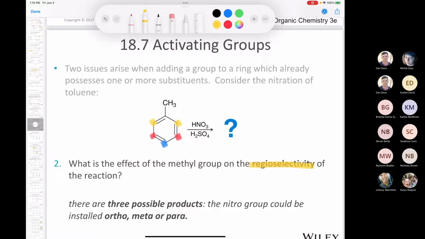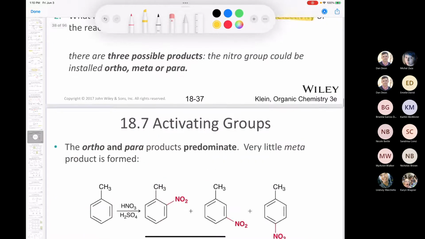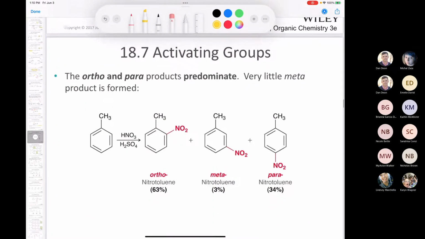I could add it in the ortho position, the yellow carbons. I could add it in the meta position, the red carbons. And I could put it in the para position where the blue carbon is. So what do we get? Well, let's take a look. If you actually try this reaction, so here's the reaction. Somebody's done it. Good thing.